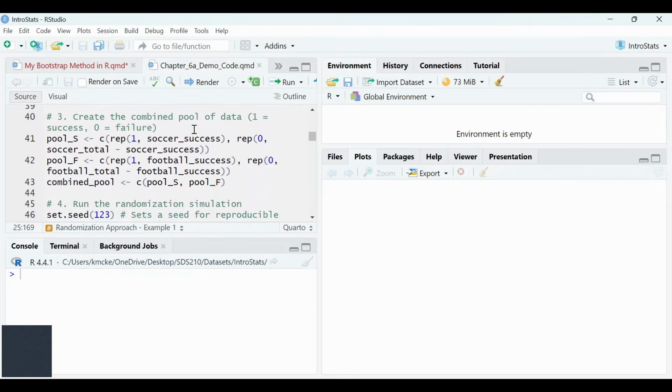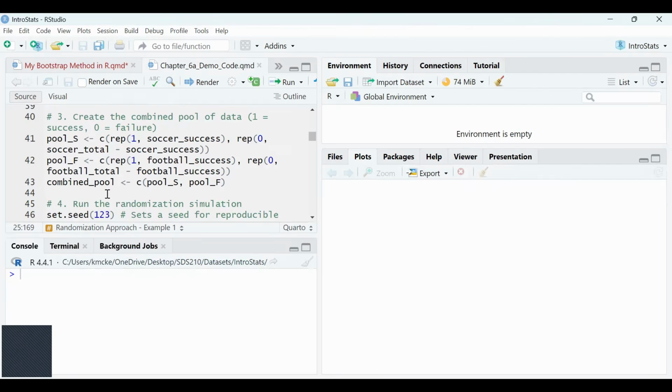Then we're going to create the combined pool of data, where 1 is a success and 0 is a failure. So for the S's, the soccer, we're going to reproduce ones up to the number of successes in soccer. And then the rest of them will be zeros. So the total number minus however many successes tells us how many zeros we're going to have. For football, we're going to reproduce ones in the number of successes we had. And then the rest of them will be zeros. So the total minus the successes will be zeros.